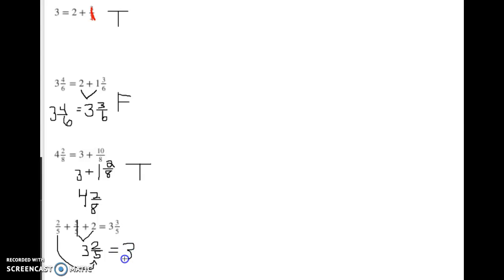3 and 2/5 is equal to 3 and 3/5. That's not right, so that one is false. You kind of went in a pattern. True, false, true, false.